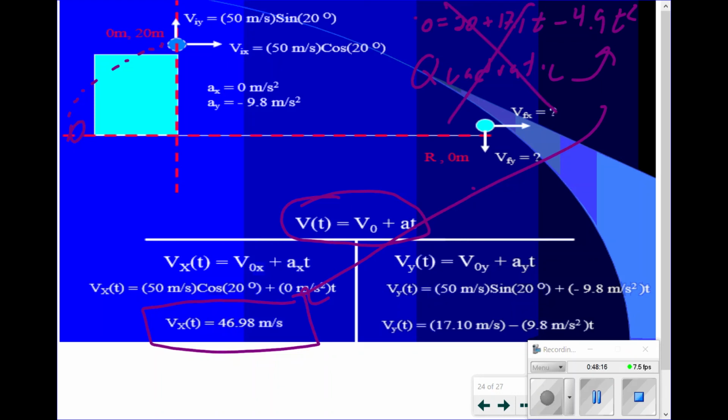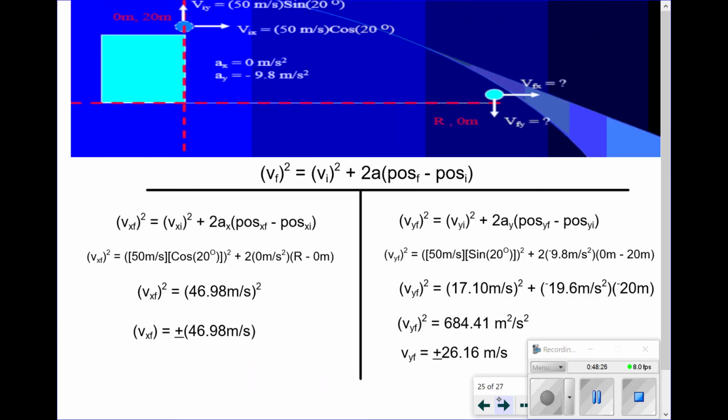Please notice I'm going to be merging a problem with the velocity equation and the position equation. Every time we merge those two equations together, we get the time-independent formula. And since I don't have the time, I'm going to work independent of it. So I still have the exact same information as before. y is still 50 sine 20. Vix is still 50 cosine 20. The acceleration for the x is still 0. Y is negative 9.8 meters per second squared because it's gravity.